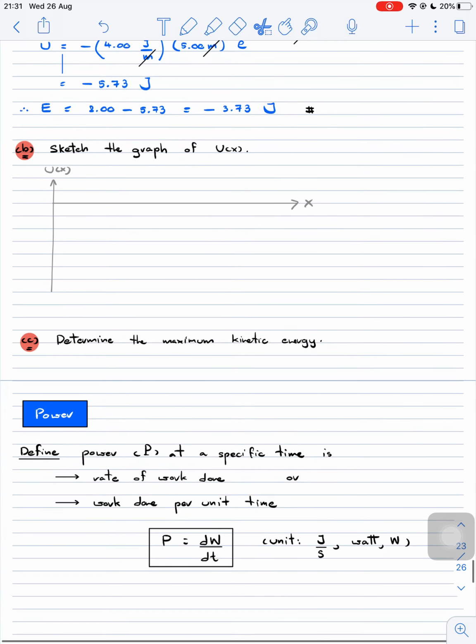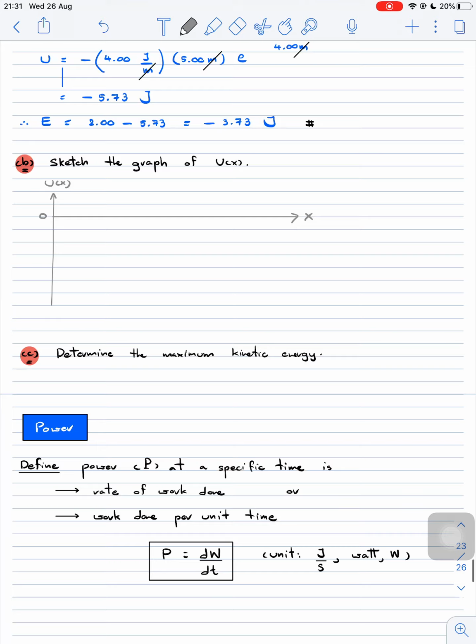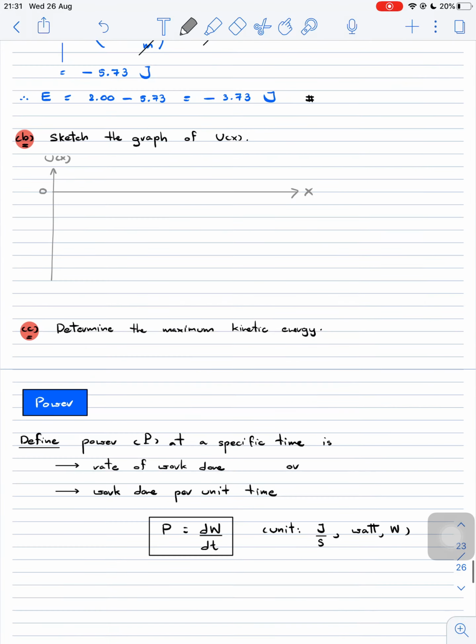So how can we draw the graph of this one?